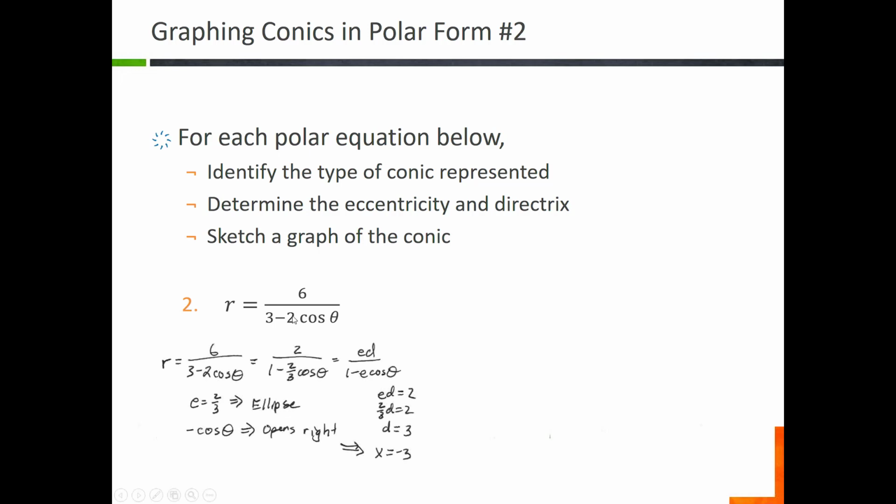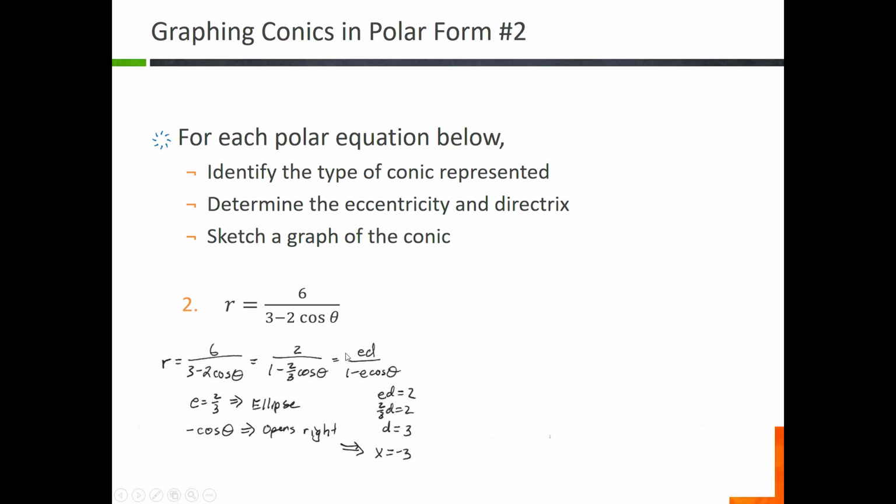So to do that, we are going to take every term in our function and divide it by 3. So 6 divided by 3 is 2. 3 divided by 3 is a 1. That's why we divide by 3. And then 2 divided by 3 is 2/3. So I can rewrite this original function as 2 divided by 1 minus 2/3 cosine of theta.